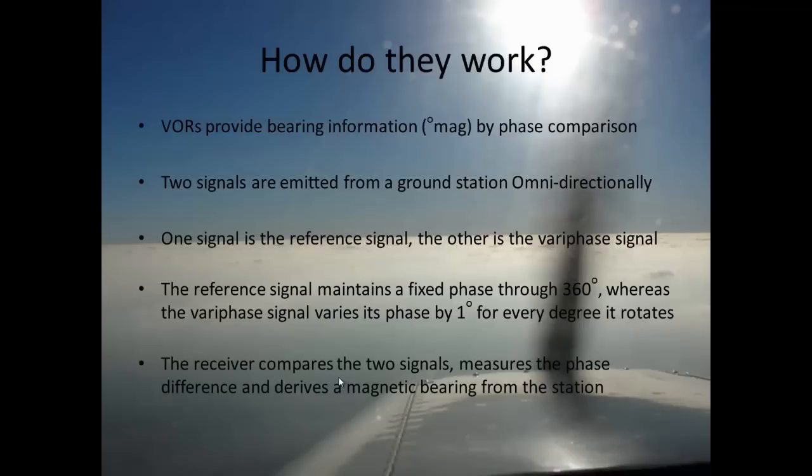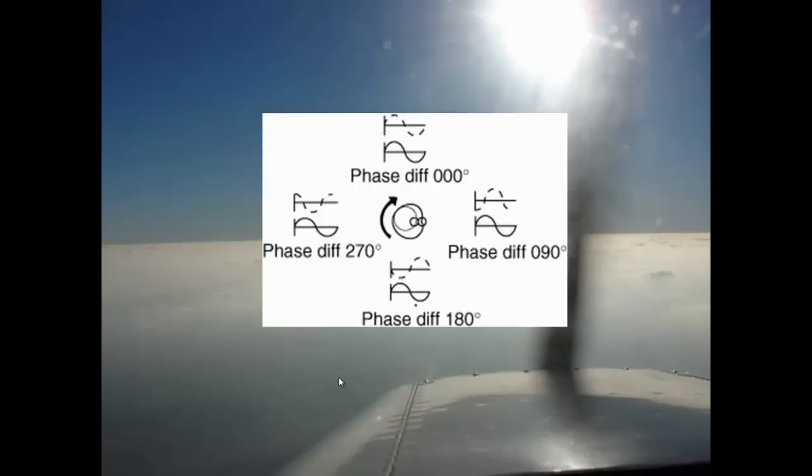So the receiver in your aircraft compares the two signals, it measures the phase difference, and it derives a magnetic bearing of where the station is relative to you or where you are relative to the station. This is just a picture just to demonstrate. You can see here the top image. On each of the images we have a dotted line and a solid line.